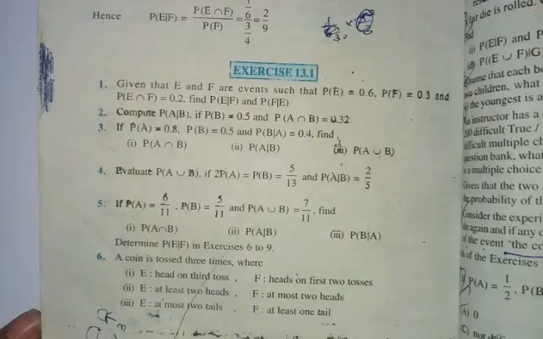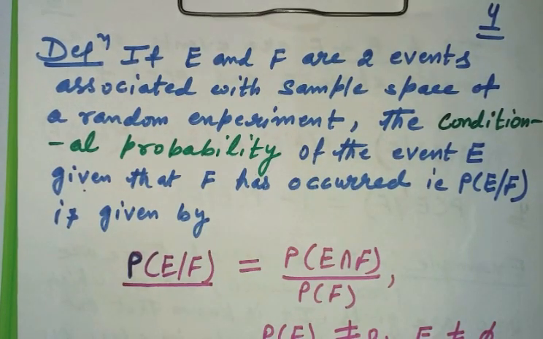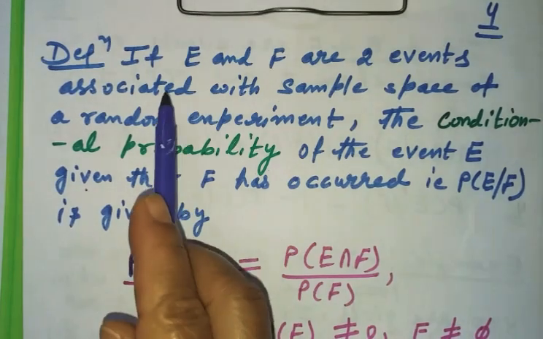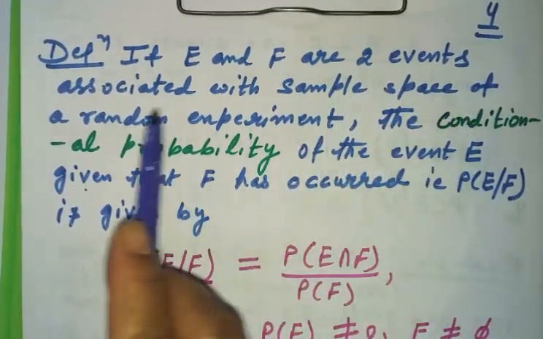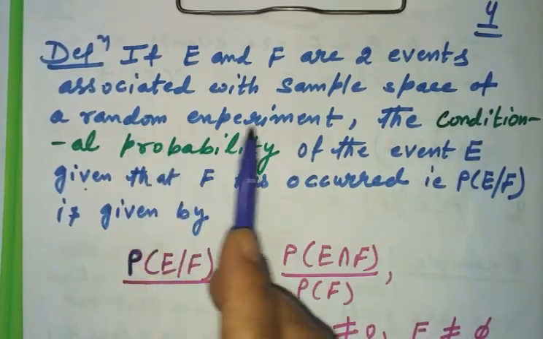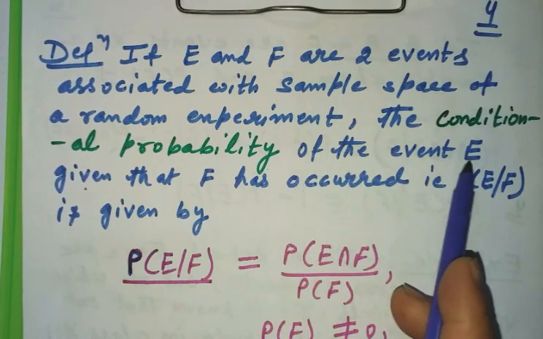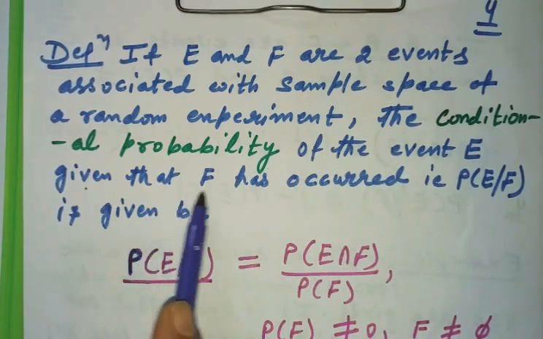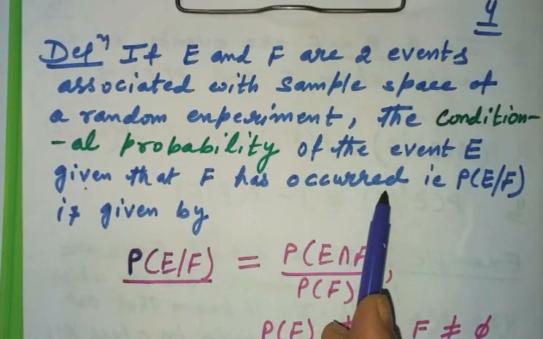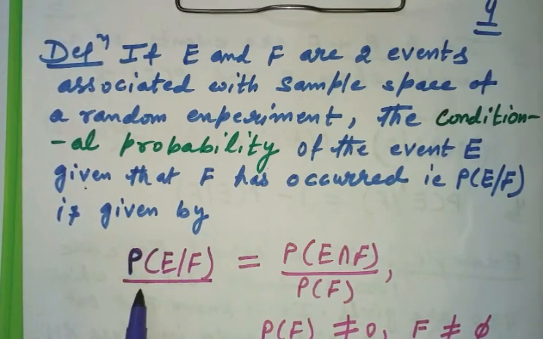conditional probability. Let us revise the definition of conditional probability. Let E and F be any two events associated with a sample space of a random experiment. Then the conditional probability of the event E, given that event F has already occurred, that is P(E/F), is given by P(E/F).